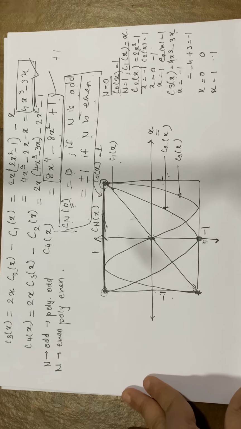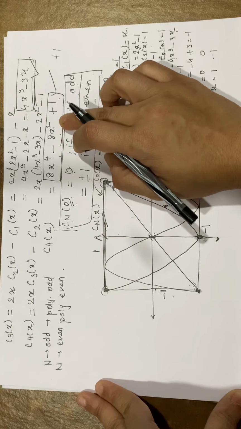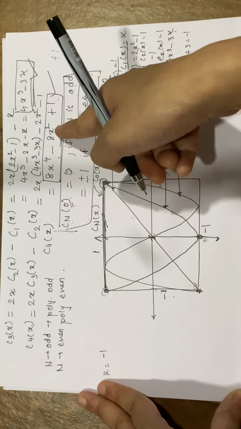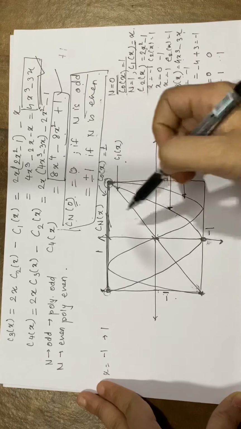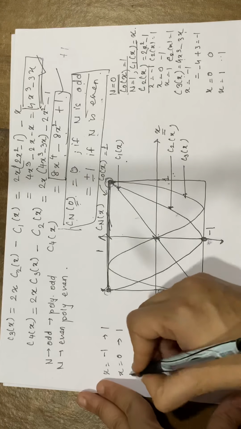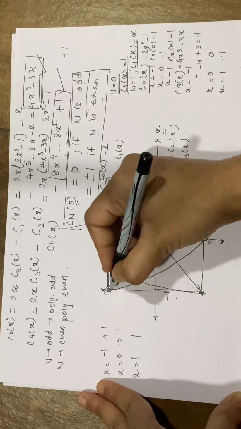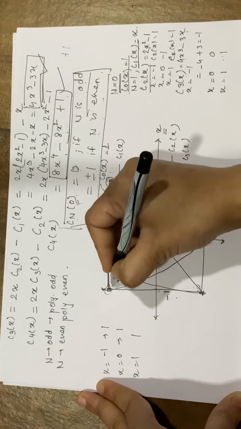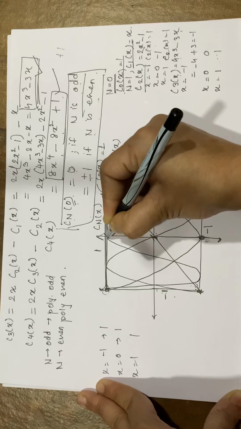Okay, what about C4 of x? I'll write it here. C4 of x was 8x raised to 4 minus 8x square plus 1. If I substitute x equal to -1, what am I going to get here? 8 minus 8, 0. So I'm going to get a 1. So it will actually start from here, right? If I substitute x equal to 0, I'm going to get a 1 again, right? And if I substitute x equal to 1 here, I'm again going to get a 1. So all these points, right? So for n equal to 4, I'm going to get something like this.